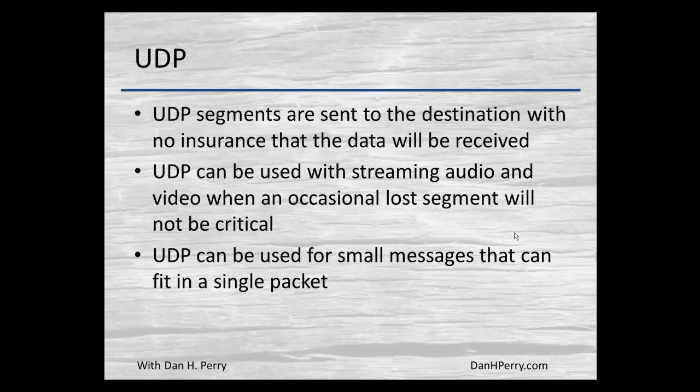UDP is often used with things like streaming audio and video, where if you do lose a segment or a packet occasionally, it's not going to be critical. One packet in a video may not even be a complete frame of video, so it may not hurt. You might see a little artifacting. If you lost one packet in a spreadsheet, that would corrupt the whole spreadsheet, give you bad data, and could cause some serious problems. So you wouldn't want to use this to transmit spreadsheets.